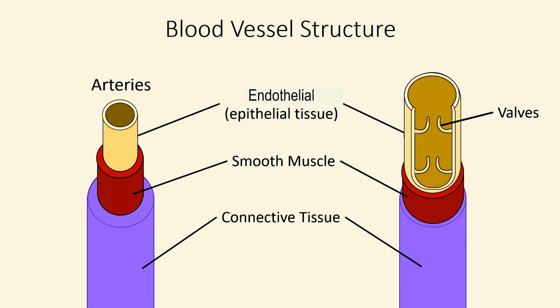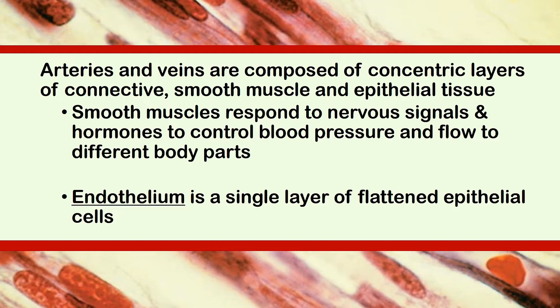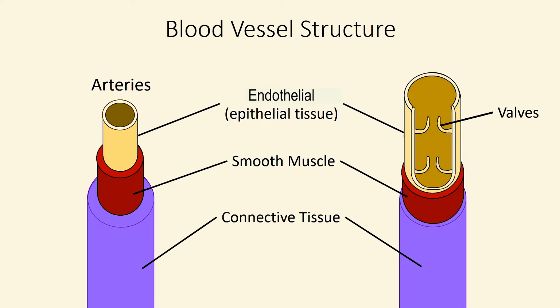The innermost layer of those blood vessels is referred to as the endothelium. The endothelium is going to be a single layer of flattened epithelial cells. It's going to be responsible for sealing off that blood flow and keeping the fluid from leaking out into the rest of the body. Those are the main commonalities between arteries and veins.